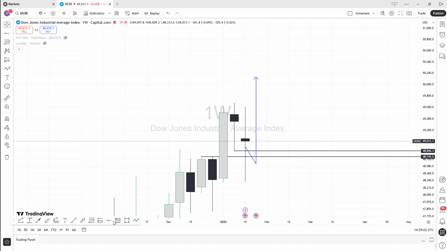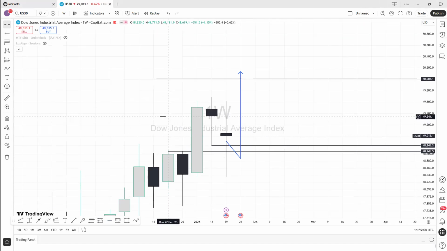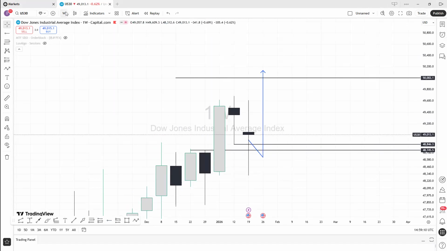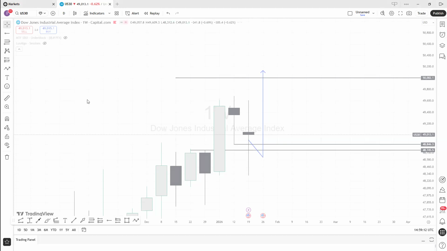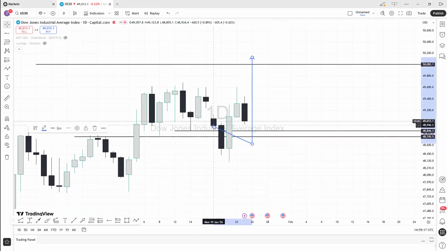50K is the next key level. We can shift to the daily time frame. Let's see on the daily time frame. On the daily time frame we can also see there is a demand.